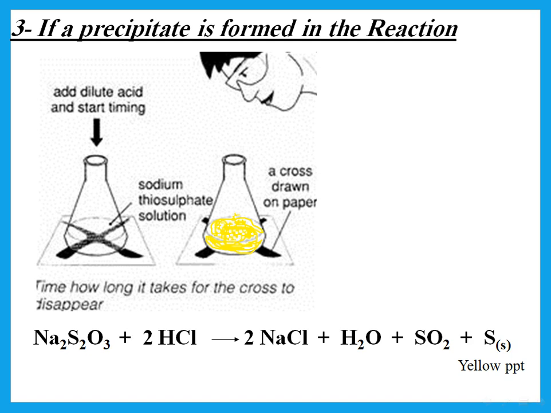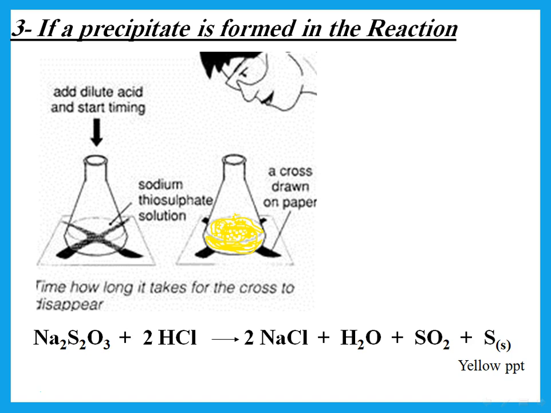What if we don't have a gas, we have a precipitate? In that case, for example, this experiment is a very common experiment that he tells you that he did. Sodium thiosulfate with hydrochloric acid will give out sulfur precipitate, which is a yellow precipitate. So it forms a yellow solid. So I can use that to measure the rate.